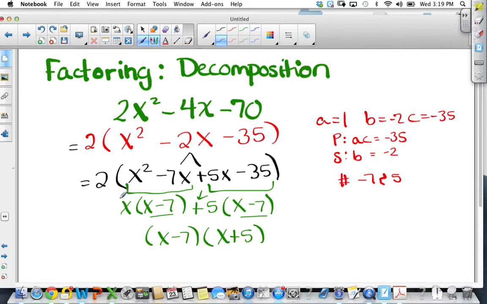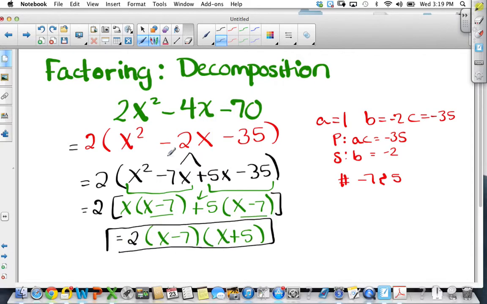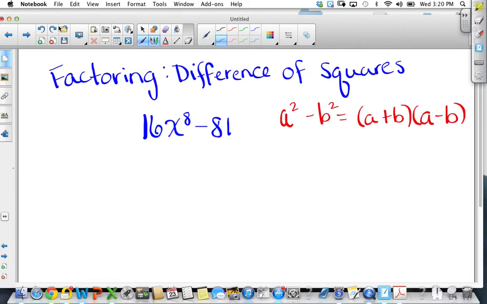Don't forget you have a 2 out here. It has to be outside its own set of parentheses, and then the 2 can come down to here. So there is your final factorization. So we did GCF, we decomposed, factored by grouping. And the last one is a difference of squares.